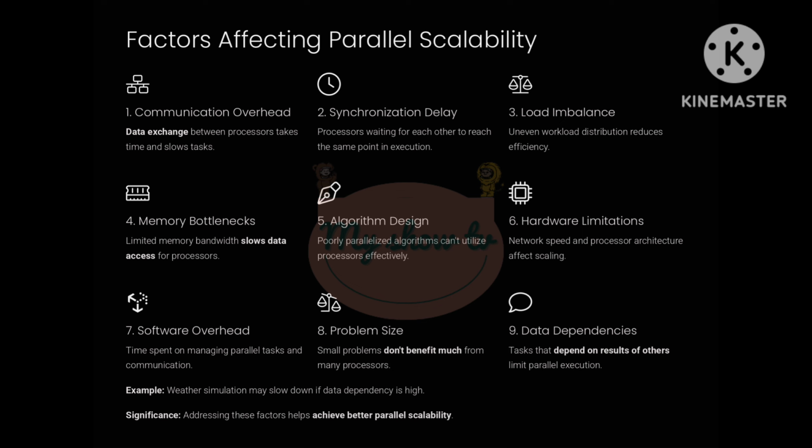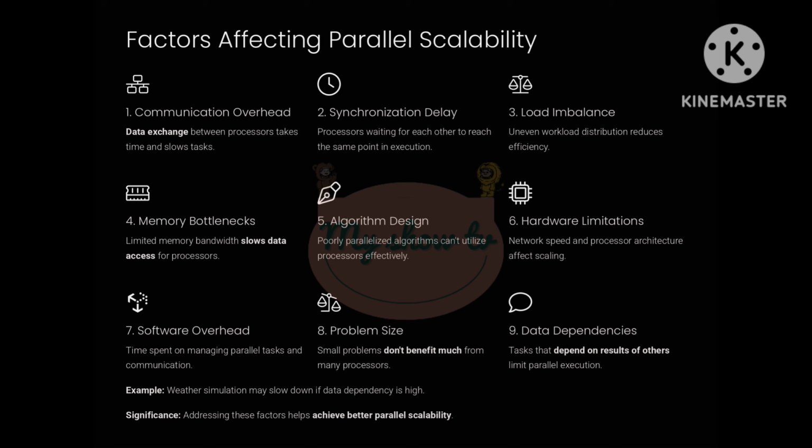3. Load imbalance. If tasks are not divided equally, some processes finish early and sit idle, reducing overall efficiency. 4. Memory bottlenecks. All processes need access to memory. If memory cannot supply data fast enough, processes wait, and performance drops. 5. Algorithm design. Not all algorithms are good for parallel execution. If the algorithm cannot divide work properly, performance suffers.